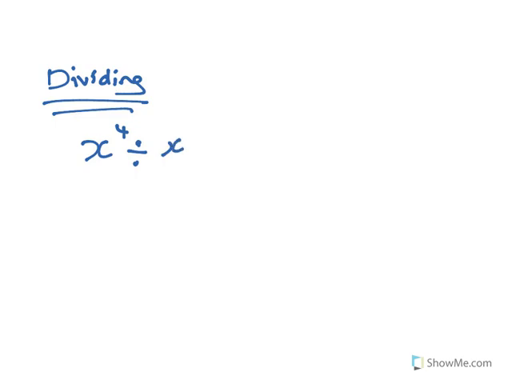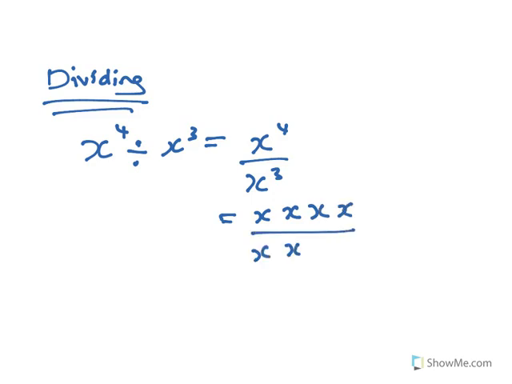Okay, so if you're dividing, you subtract the indices. So for example, if you had x^4 divided by x^3, that ends up being x^4 on x^3, because the division sign is the same as a fraction. So you've got x times x times x times x. So you've got 4 x's on the top and 3 x's on the bottom. So x goes into x once, into x once, into x once, so you just end up with an x.